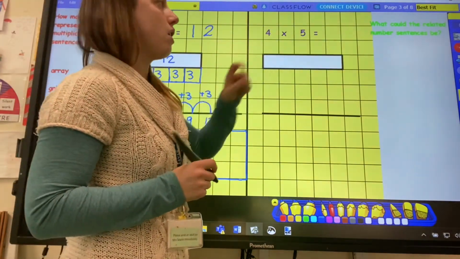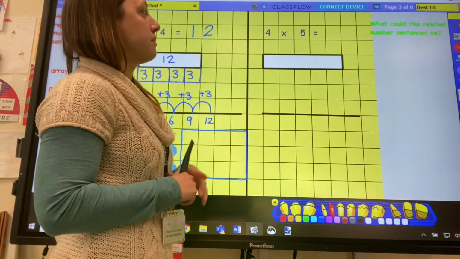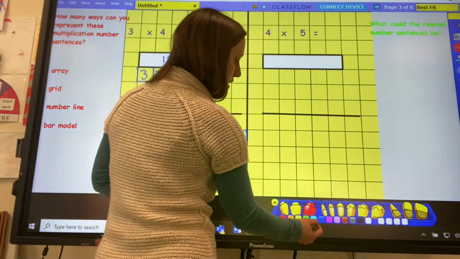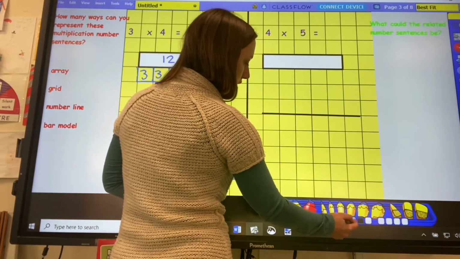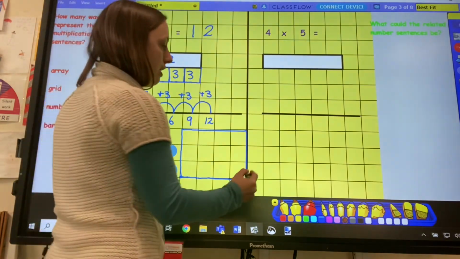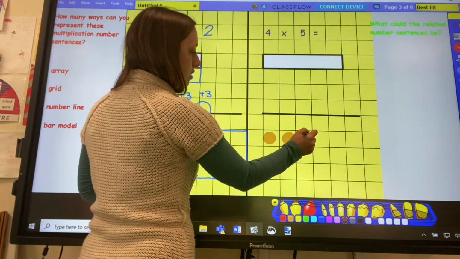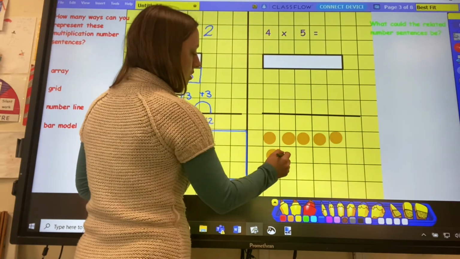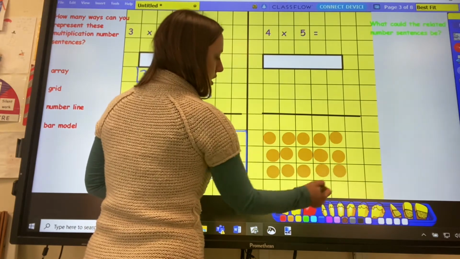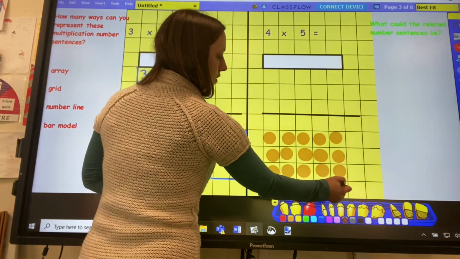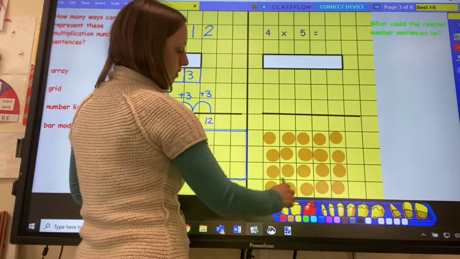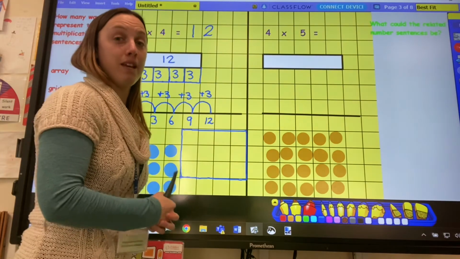So let's move on to the second calculation. 4 lots of 5, or 4 times 5, 4 groups of 5. So I'm going to start with my array. I'll do it in a different colour so you can see. So 4 groups with 5 in it. 1, 2, 3, 4, 5. 1, 2, 3, 4, 5. 1, 2, 3, 4, 5. 1, 2, 3, 4, 5. So I've got 4 groups, 1, 2, 3, 4, and each one has 5 in it.